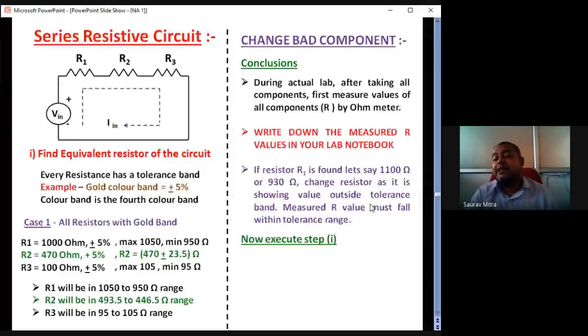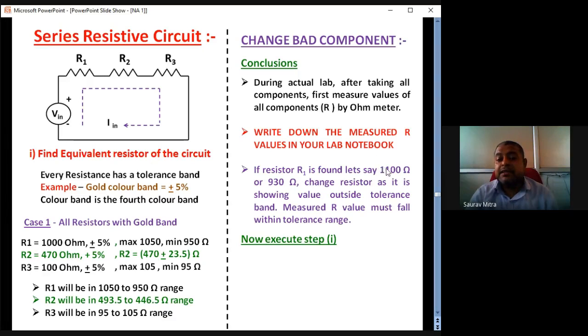discard that resistance, because we know that it's a 1000 ohm resistance and it has a 5% tolerance band, so it cannot be greater than 1050. It cannot be less than 950. Okay, because 5% of 1000 is 50. So whatever the deviation from 1000, it should be either 50 on the higher side or 50 on the lower side. Here, if it is 930, it means on the lower side it is showing a deviation of 7%.